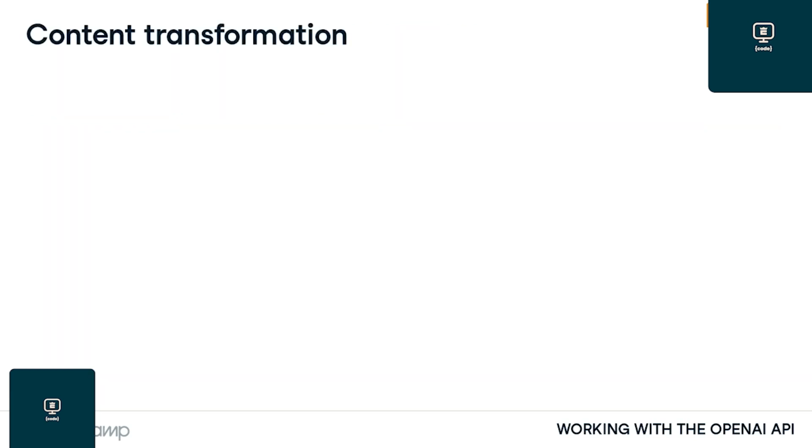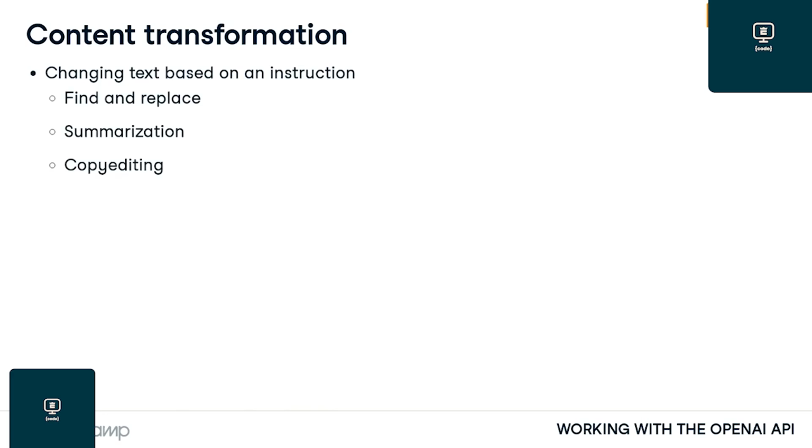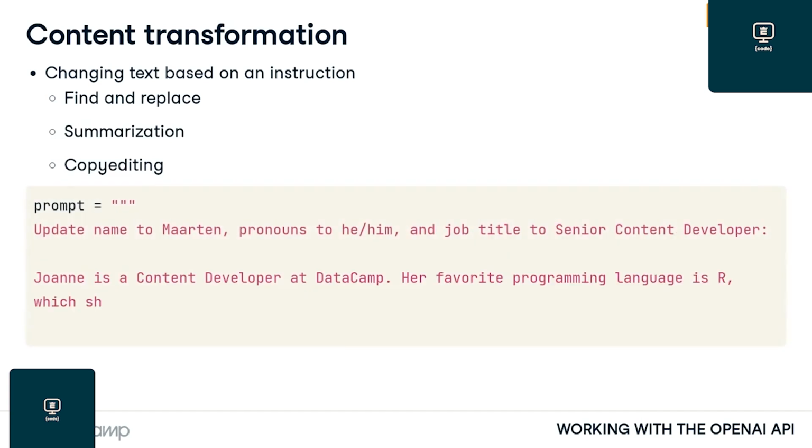Because the text completion model returns the most likely text to follow the prompt, it can be used to solve a number of tasks besides answering questions, including text content generation and transformation. Text transformation involves changing text based on an instruction. Examples include find and replace, summarization, and copy editing. For example, we can use the API to update the name, pronouns, and job title in a bio.